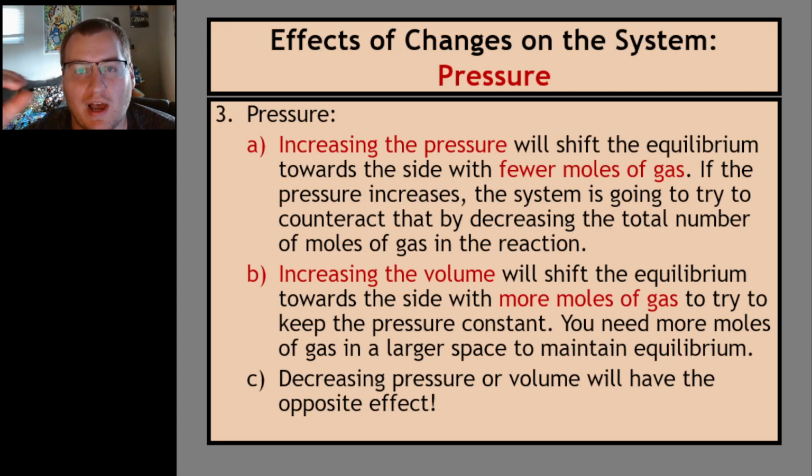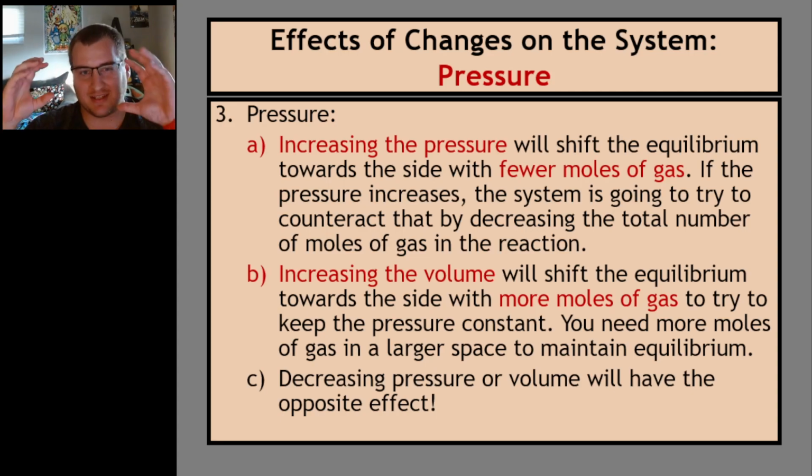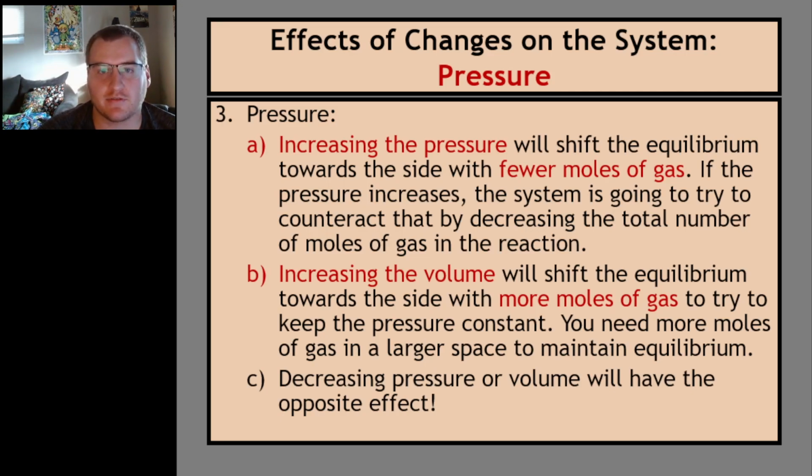Increasing the volume will have the opposite effect. Pressure and volume have an inverse relationship. Making something smaller increases the pressure inside of it. Making something bigger decreases the pressure. So if you increase the volume, it's going to shift towards the side with more moles of gas. Okay? Because increasing the volume decreases the pressure, so it's going to want to get that pressure back up. There's a whole string of logic we have to try to follow. Decreasing pressure or volume will have the opposite effect. So increasing will do one thing, decreasing does the opposite.